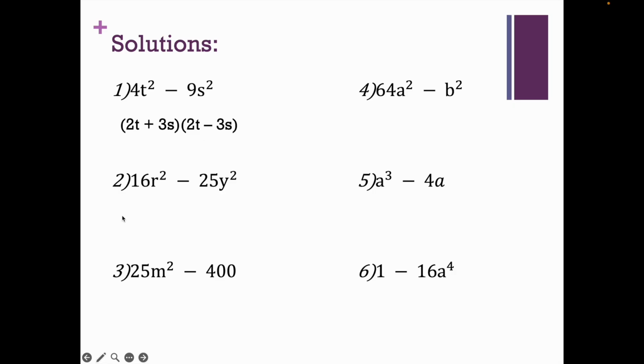In my second example, I don't have a common factor, so I don't have to take anything out. I just have to square root them. The square root of 16r squared is 4r, and the square root of 25y squared is 5y, and then I put a plus and a minus in between them in each bracket.